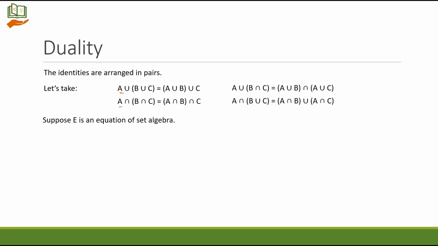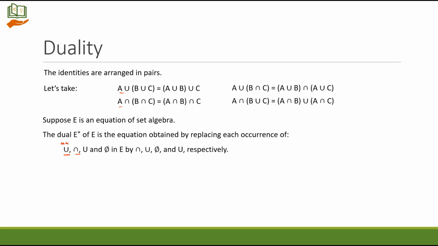Suppose E is an equation of set algebra. This is union, this is intersection, this is universal set and this is empty set. How do we get the dual of this equation? We have to replace union by intersection, intersection by union, universal set by empty set, and empty set by universal set. So let me write it clearly. Union has to be replaced by intersection, intersection has to be replaced by union, universal set has to be replaced by empty set, and empty set has to be replaced by universal set.